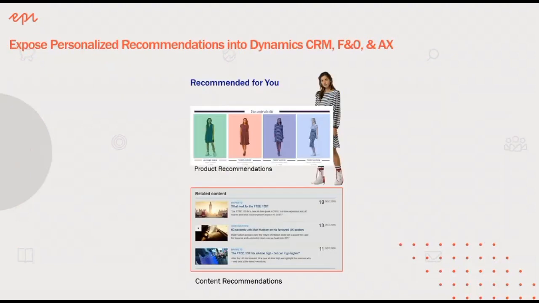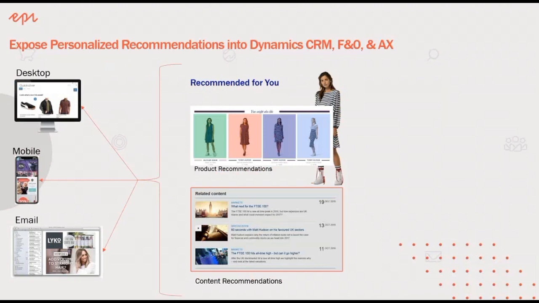We also have an AI-based recommendations engine that studies what people are doing on your website and then recommends content to them, whether it's suggested products that you and I are familiar with seeing on sites like Amazon, or related content. You should read this article next. You should watch this video next. We provide that on our web platforms on desktop, mobile, and email. That's something that's out of the box with our solution.